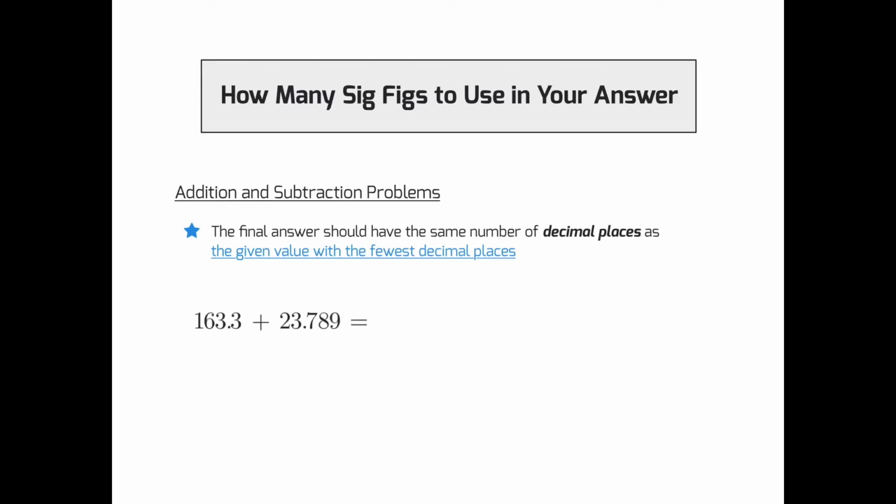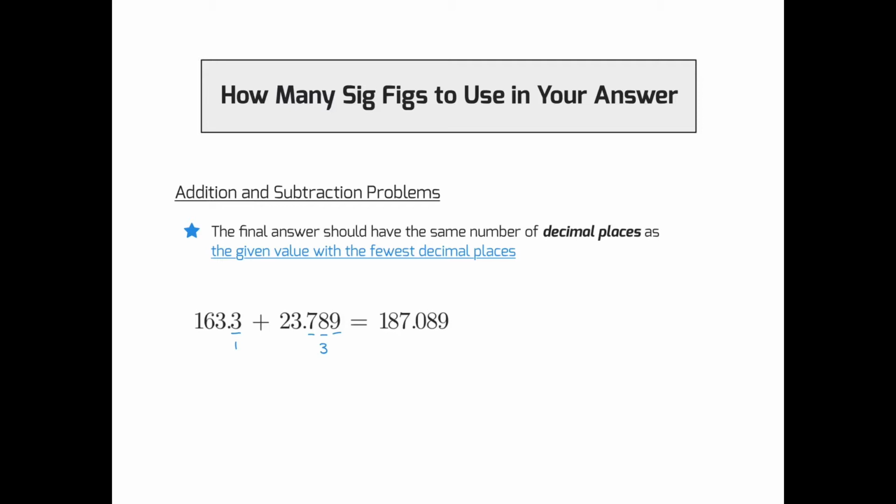So if the problem that we're doing has us adding 163.3 plus 23.789, what we get is 187.089. So to figure out what we need to round this to, we need to look at our given values. So we'll start with 163.3. And if we look at this, we can see that it has just one decimal place. Next, we look at 23.789. And if we count off on this one, we have 1, 2, 3 decimal places.